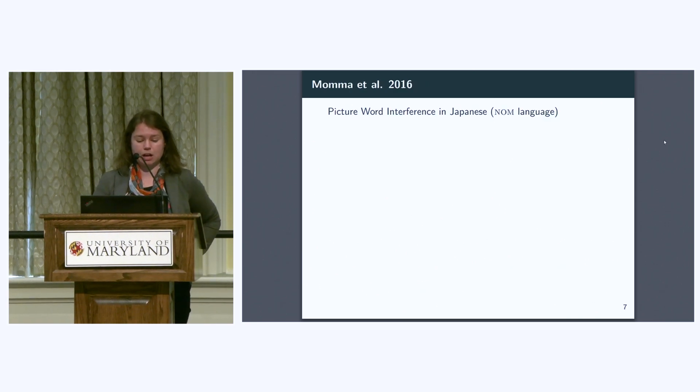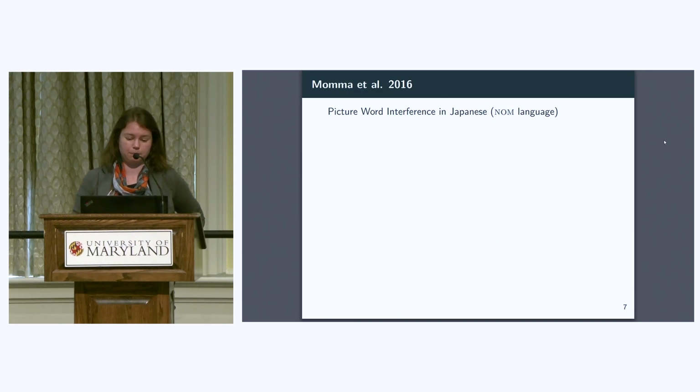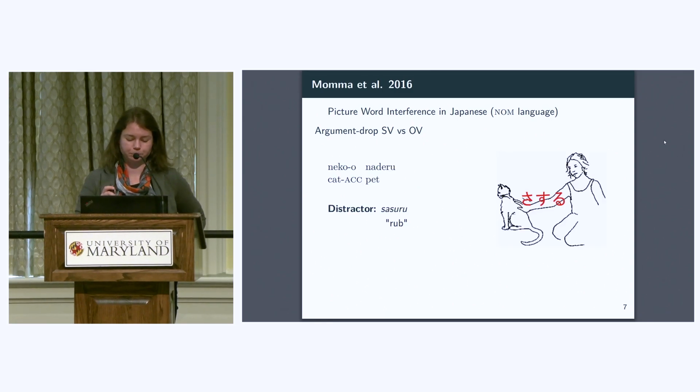So Momma and colleagues ran a study like this, picture word interference in Japanese, which is a nominative language, so that's where we're going to start. They used notionally transitive sentences, but these are argument drops, so they're actually of the form SV or OV. And they look like this. So this is an OV example. Neko, I won't, excuse me, Shota's in the audience, so I will not attempt to pronounce the Japanese. Cat, pet, and you see the distractor up here, which is rub, related to our verb.